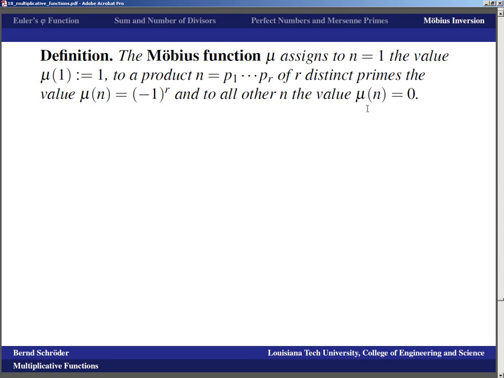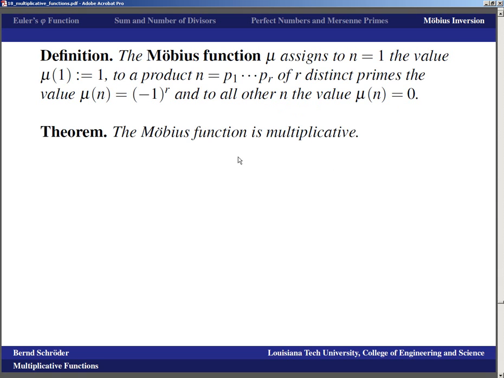And to all other n, it assigns the value mu of n equals 0. And this is another one where I'm typically saying in class that no, mathematicians don't just fall out of bed and say, this is what I'm going to define. And as far as I could see, as I prepared these slides, the motivation for why he would have been interested in this function comes probably from the last proof on these slides, where we prove that if the summative function is multiplicative, then the original function is multiplicative also.